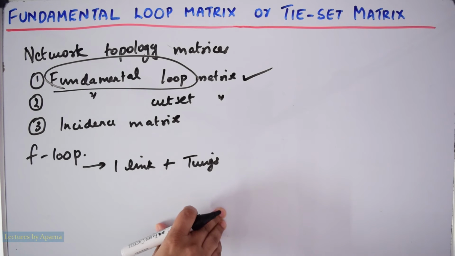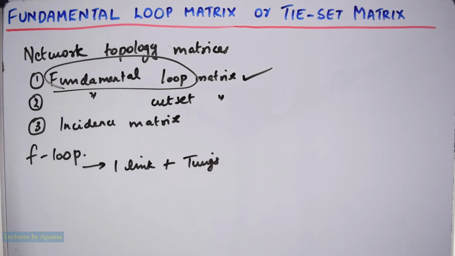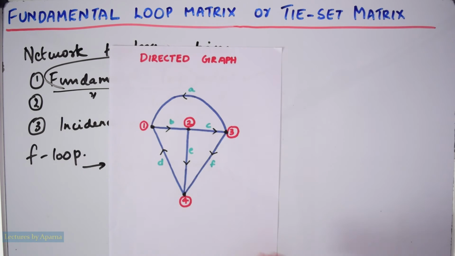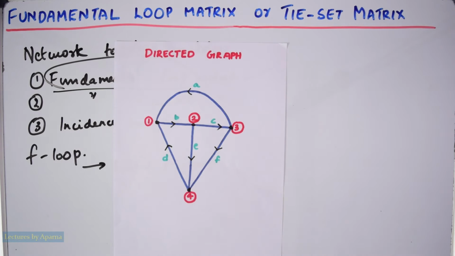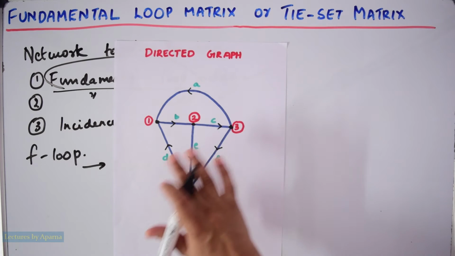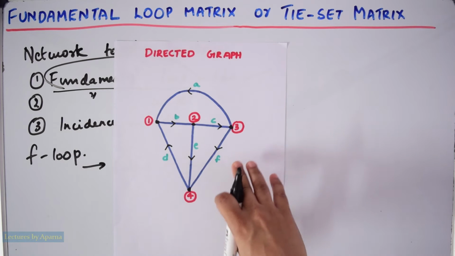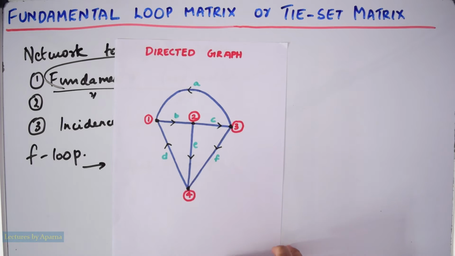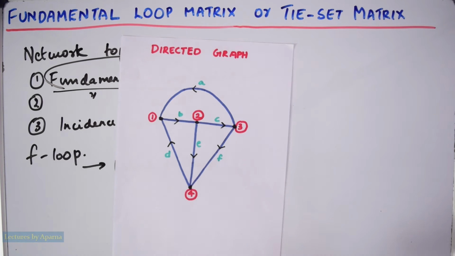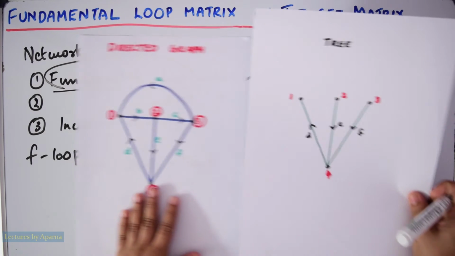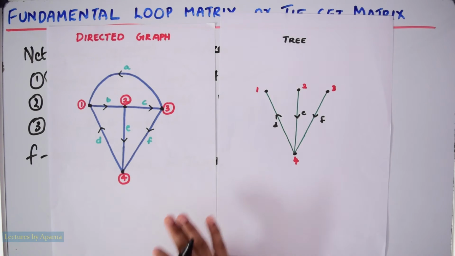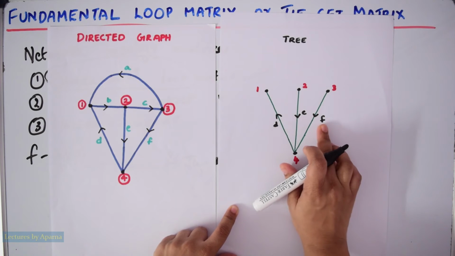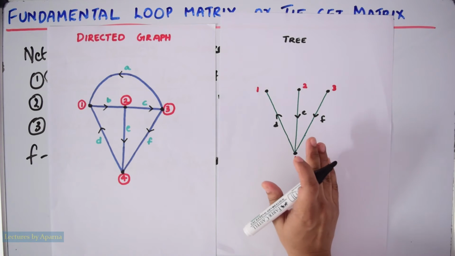Now let us consider a directed graph like this. Here A, B, C, D, E, F are the branches in it, and 1, 2, 3 and 4 are the nodes in it. Now we are considering a tree of this graph. This is a tree of this directed graph. See, D, E, F are the twigs of this tree.